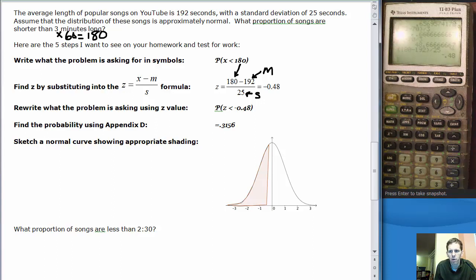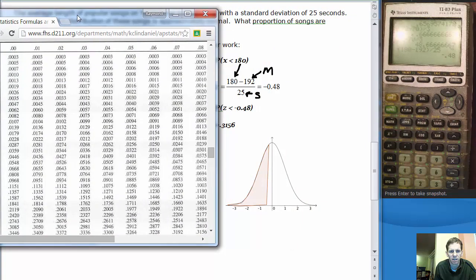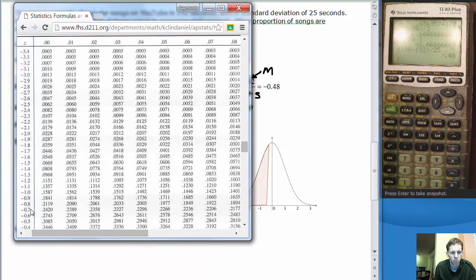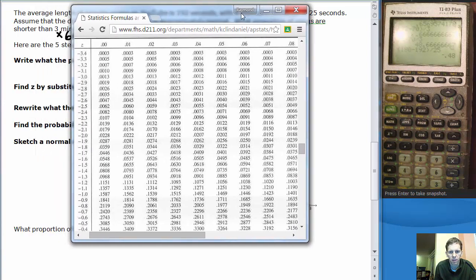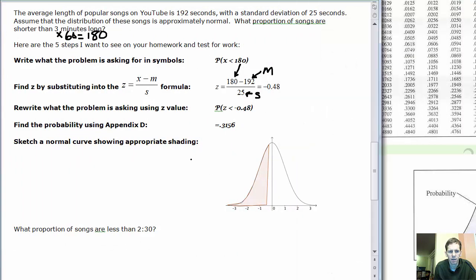We can find this probability using our tables. So we bring our tables in here, and the probability that z is less than negative 0.48. If we go to negative 0.4 and across to 8 is 0.3156. We get that from our chart. And then we can sketch a normal curve showing appropriate shading. So I'm going to go to negative 0.48, that's this value right here. And we're shading to the left because it's a less than problem, and this region that's shaded in here is 0.3156.